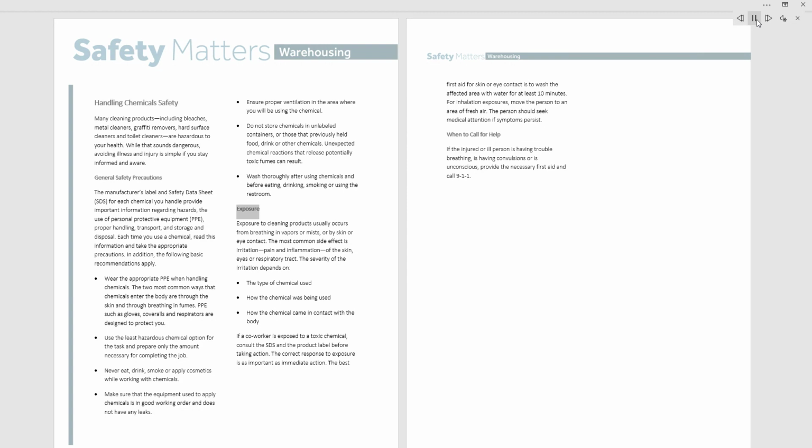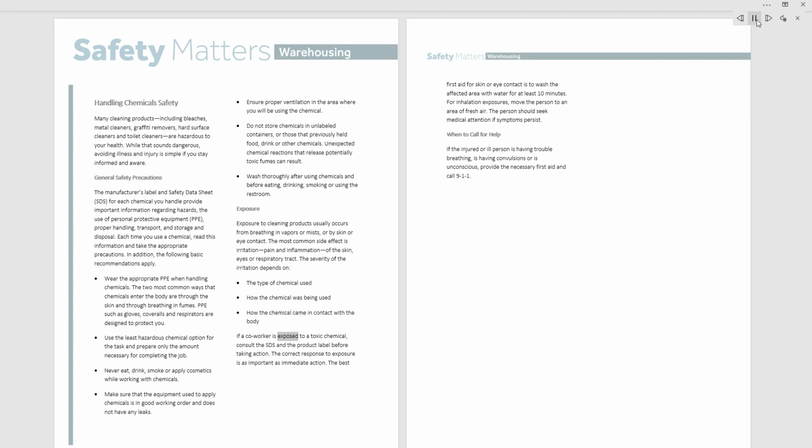Exposure. Exposure to cleaning products usually occurs from breathing in vapors or mists, or by skin or eye contact. The most common side effect is irritation, pain, and inflammation of the skin, eyes, or respiratory tract. The severity of the irritation depends on the type of chemical used, how the chemical was being used, and how the chemical came in contact with the body.